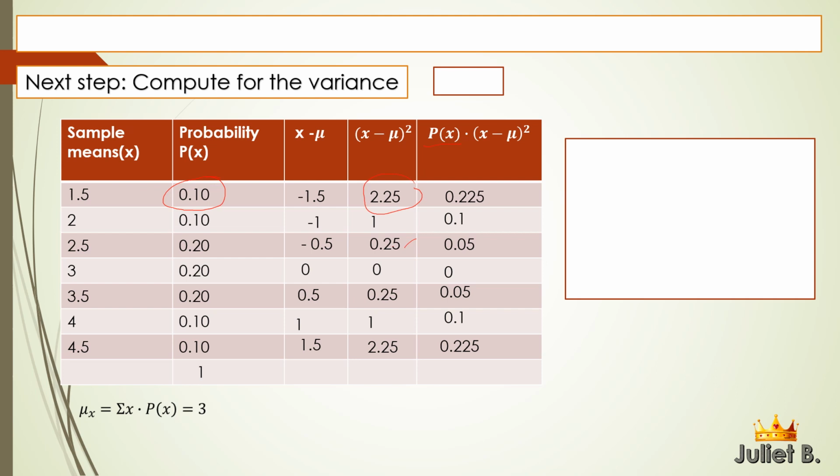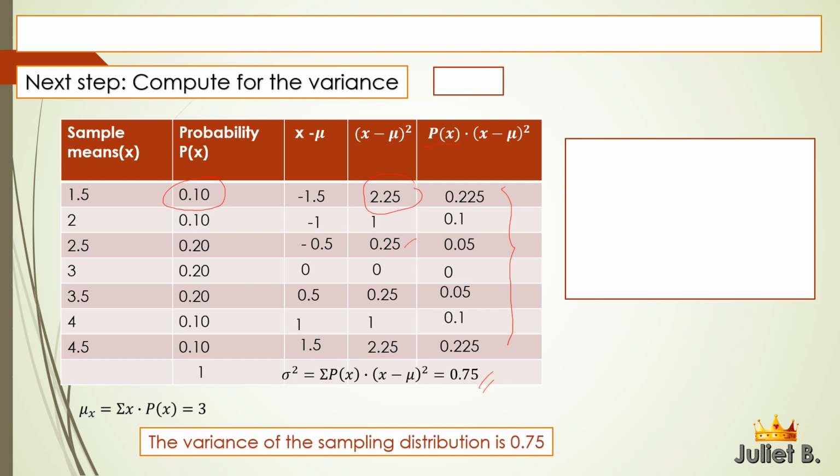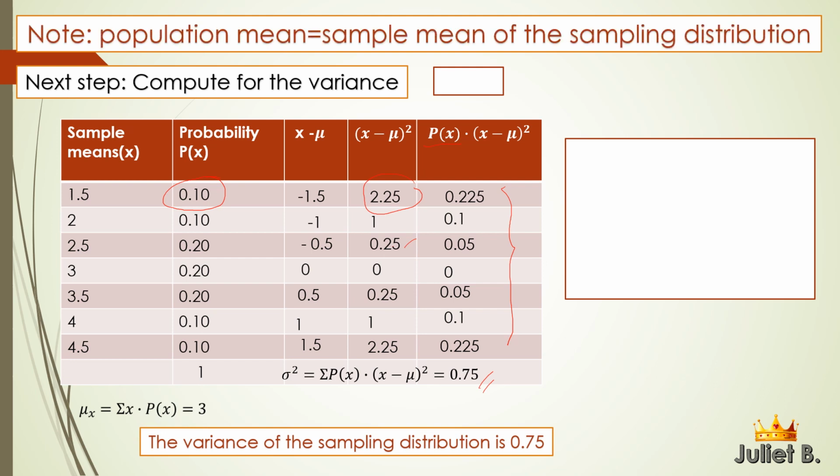Then, after that, we add these up, and we have the variance itself, because variance is the summation of the probability of x times the square of x minus mean. So we just add these, and we have our variance. The variance of the sampling distribution is 0.75.